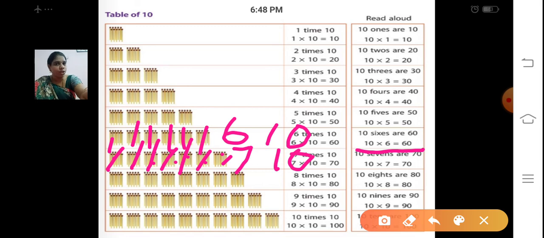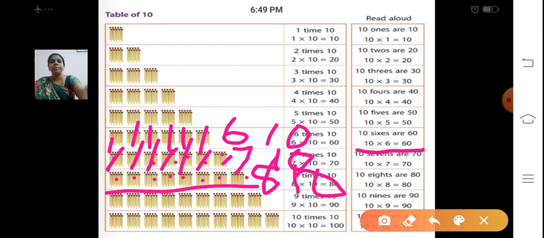Just count how many groups are there. 1, 2, 3, 4, 5, 6, 7, 8. So here we have 8 groups. Same way, each group we have 10. Now add all together. 10 eights are 80. We are going to add 10 8 times. So 10 eights are 80. 10 eights are 80. Now let's move on to the next one.